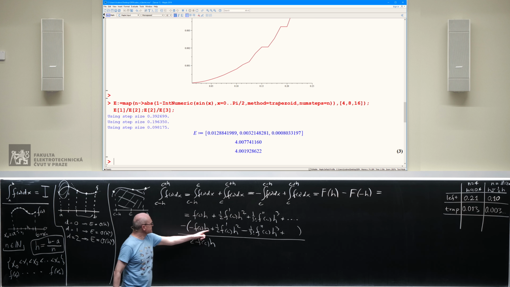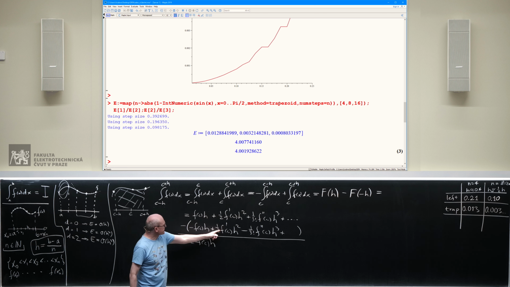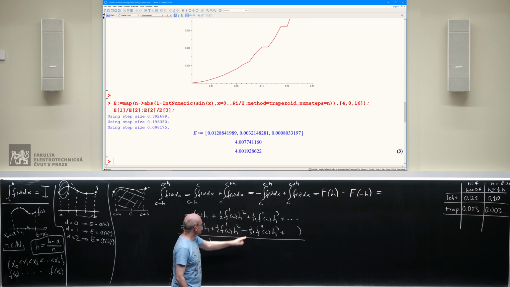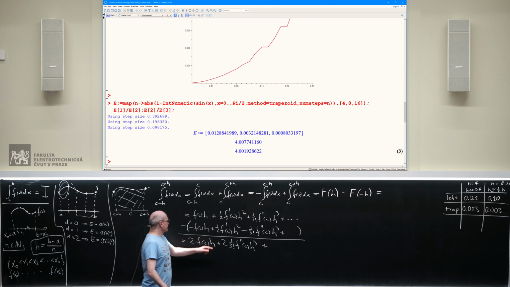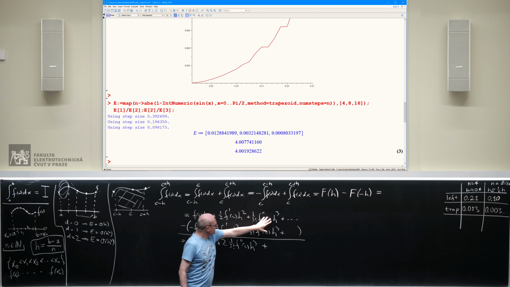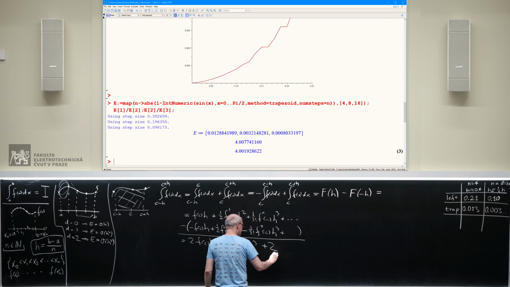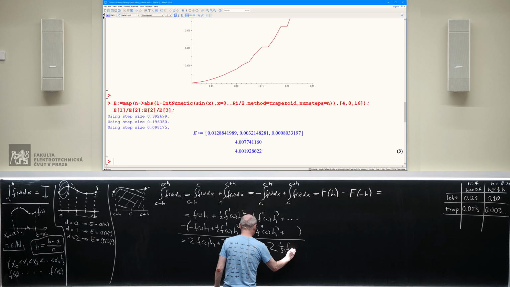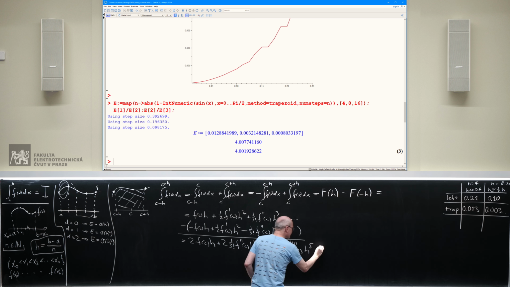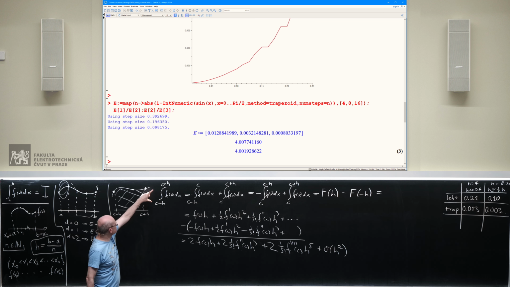2fch. Minus plus is minus. This one goes away. Minus minus is plus, they add up. Twice 1 over 3 factorial f double prime c h cubed. The fourth power cancels. The fifth power stays and it appears twice. Fourth derivative, h to the power 5. Sixth power disappears, and the next one to appear will be the seventh power. So that's the expansion for this double panel integral that will be my target.